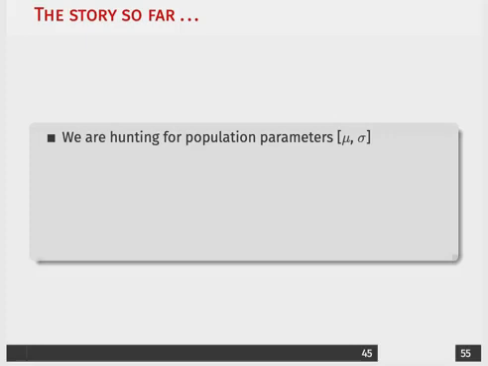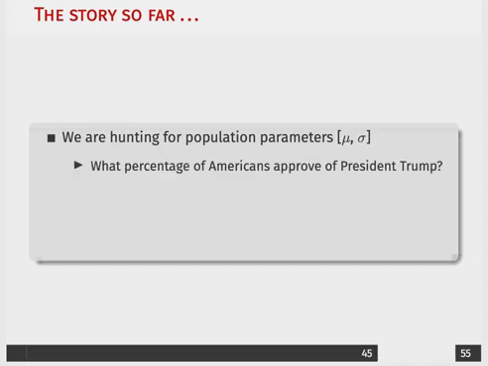I want to briefly rehash exactly what we're trying to do and what the story has been so far. Up until this point, we have been interested, and we're going to continue throughout the semester to be interested in hunting for population parameters, knowing that we never will actually know the true underlying value of those parameters. And they'll have some mean and some spread.